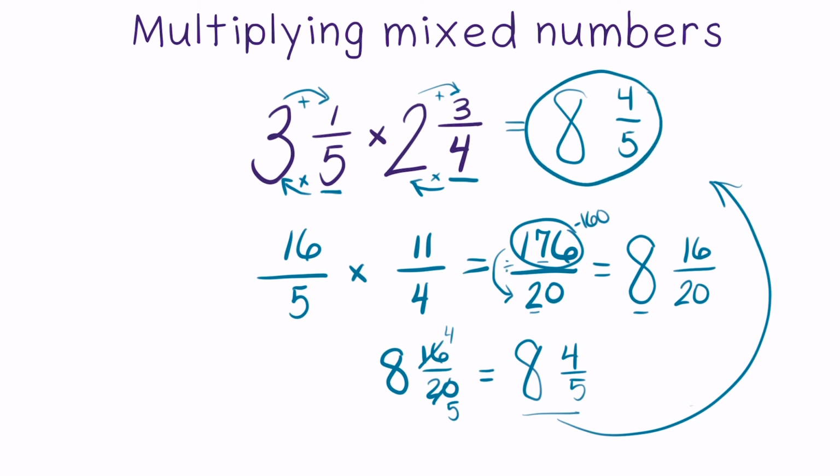Remember, when you're multiplying mixed numbers, you should take the mixed numbers, convert them to improper fractions, multiply across like you would with any other fraction, and then simplify the number. Let me know if you have any questions below.